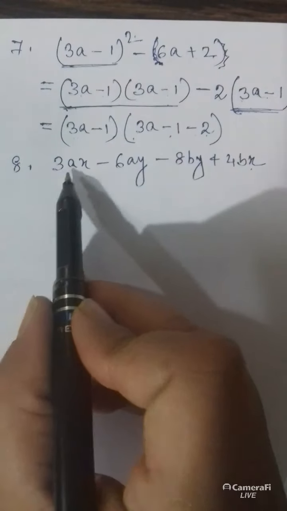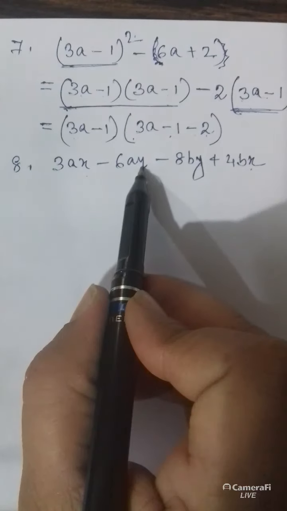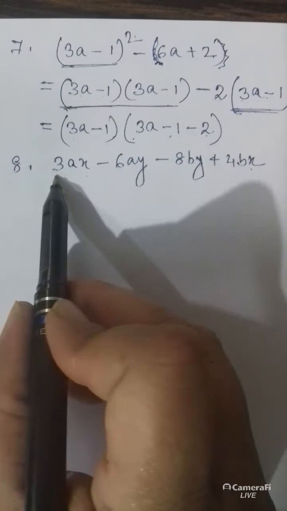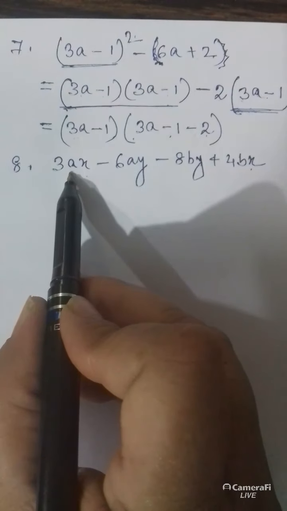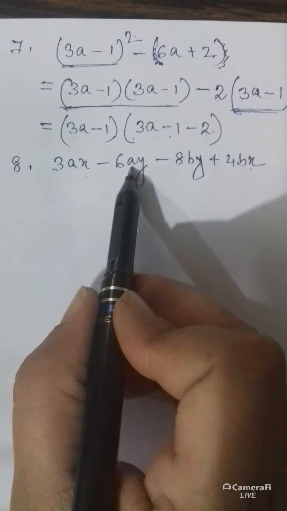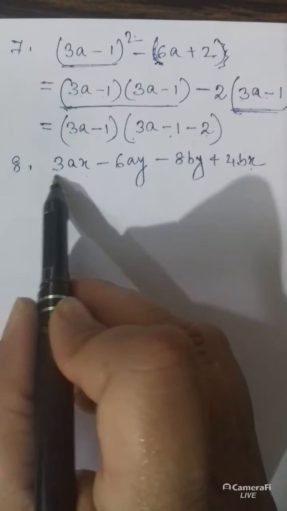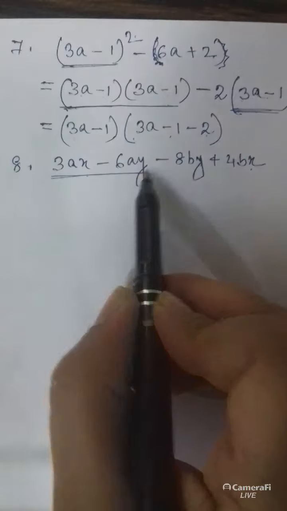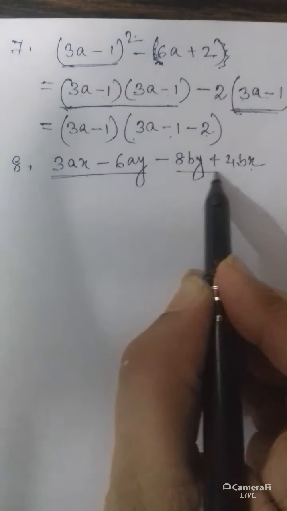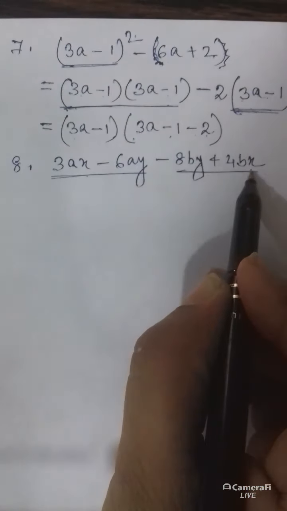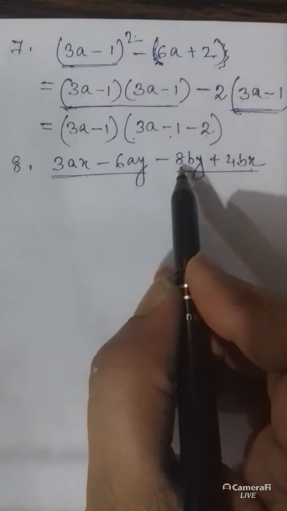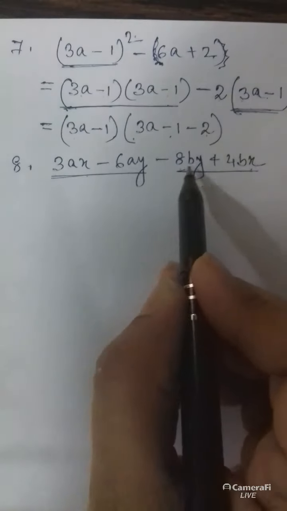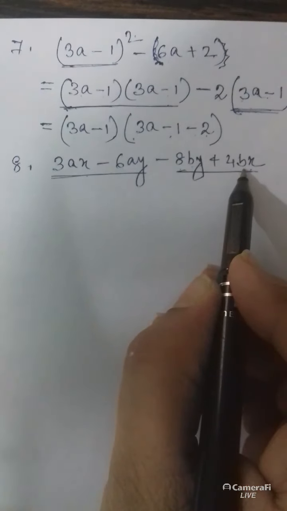By grouping method, 3ax and 6ay. In both terms, 3 and 6, 3 is the common factor, and here a is present and here also a is present. So a is the common factor. So we have to group these two terms, 3ax minus 6ay, and here 8by plus 4bx. Here also 4 and 8, the common factor of 4 and 8 is 4. b is also there in both.